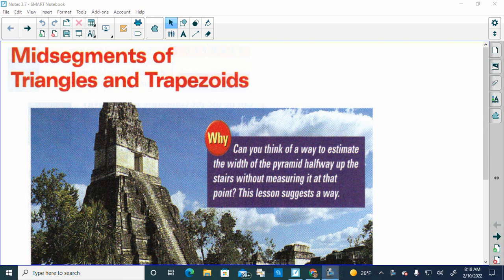Okay, so this section, section 3.7, has to do with the mid-segments of triangles and trapezoids. So you graph a triangle and you graph a trapezoid. Okay, so we're going to look at that first. This is your activity that's in the book to explore what you notice about these things. Okay, so we're just starting with that.